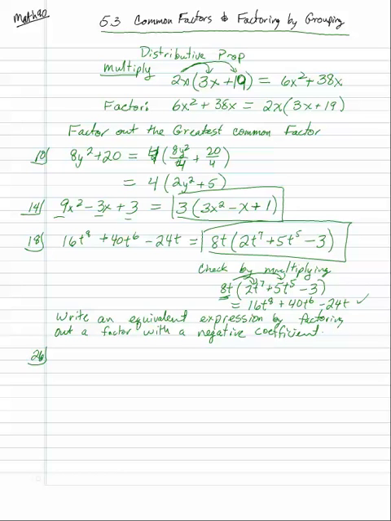Right, so write an equivalent expression by factoring out a factor with a negative coefficient. So if we look at 26. Alright, so I'd say as a rule of thumb, if this first term is a negative, you're going to factor out a negative, because we like the first term to be positive. You know, it's not a rule per se, it's just a standard way we do things. So that's why I'm saying a rule of thumb. So if the first term's negative, I generally will take a negative coefficient out.